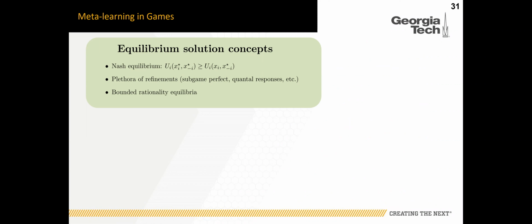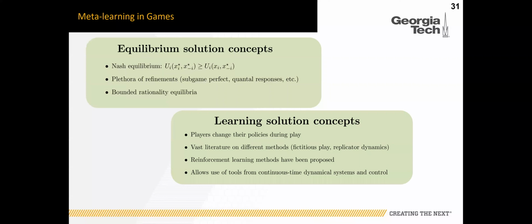Now we will talk about how we can apply these ideas to meta learning. In other words, I want to learn how other people are learning. This is another form of bounded rationality, and it has connections to quantal response, fictitious play, and so on. I want to do that because the players in a game want to change their policies during play. We want to use ideas from continuous time dynamical systems and control and apply them to meta learning, in other words, to learn how other people learn and infer their learning policies.